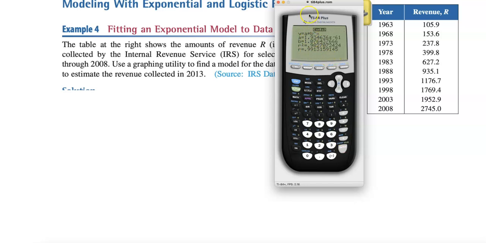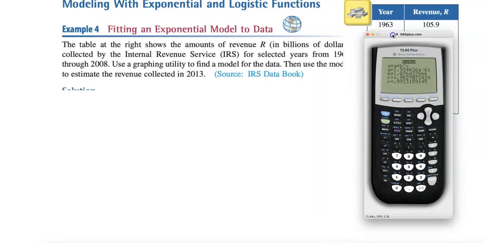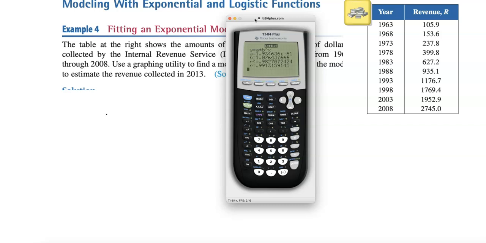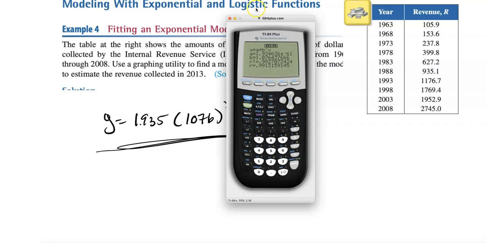So there's our equation. Let's see what the question's asking. We want to find the model. So there's our model, I'm going to write it down. I'm going to round to the nearest thousandth probably. 1.935 to the 1.076x. So that's our model for the data.